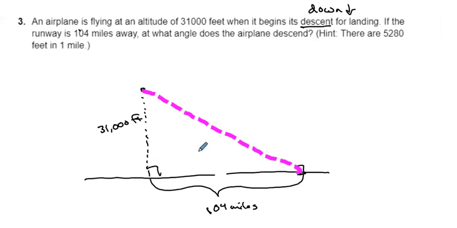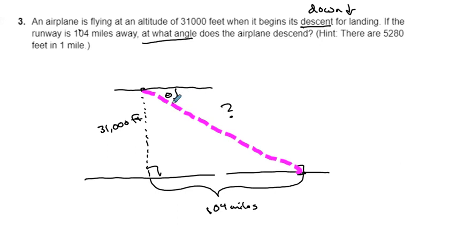Okay. I don't know this, and I don't need to know that. I know this and I know this. And they are asking me for at what angle. At what angle does the airplane descend? So in other words, if this is your horizontal, they want to know what angle is it descending from here. You can think about that.